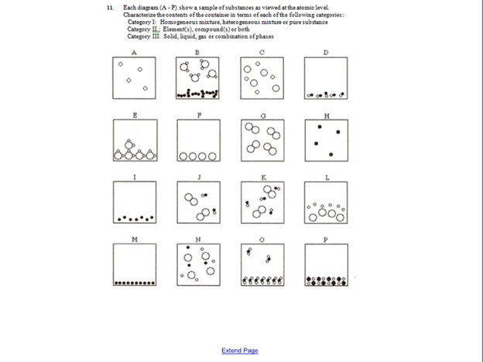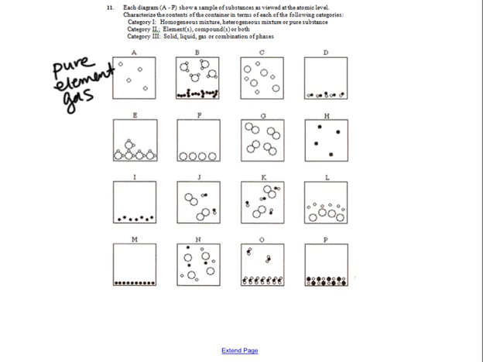Category 1, homogeneous, heterogeneous, or pure. What is A? It's a pure substance. Elements, compounds, or both? Just an element, right? Solid, liquid, gas, or combination? Just a gas. That is correct. I guess I should write it down for the video while I'm doing this. So we said pure, element, and we said gas.